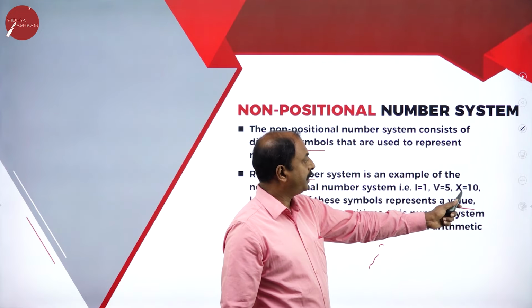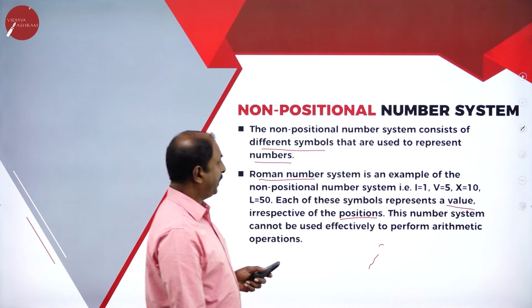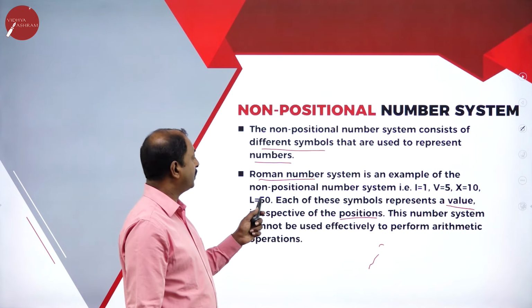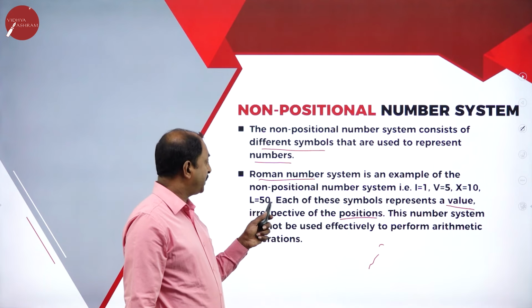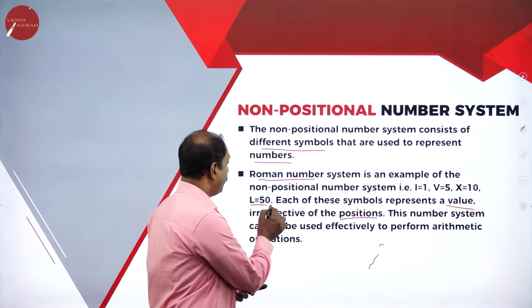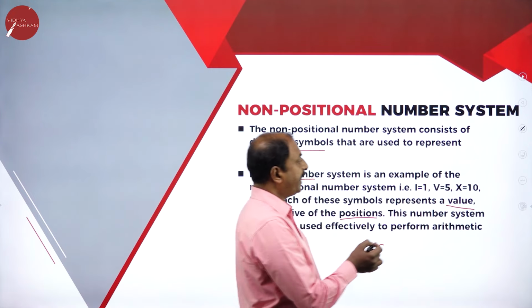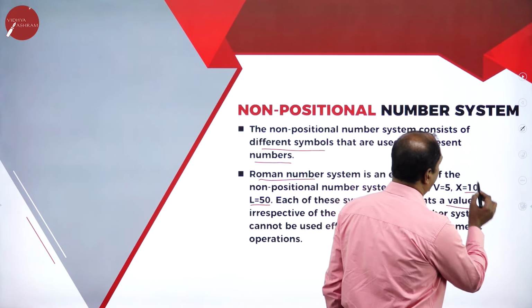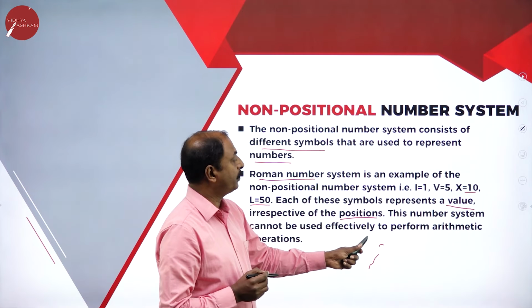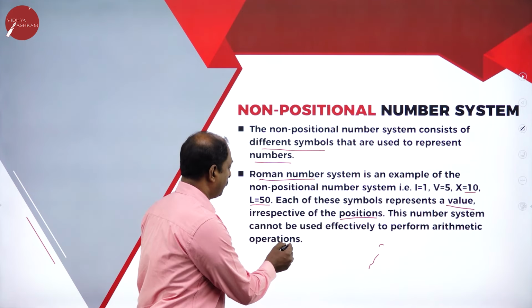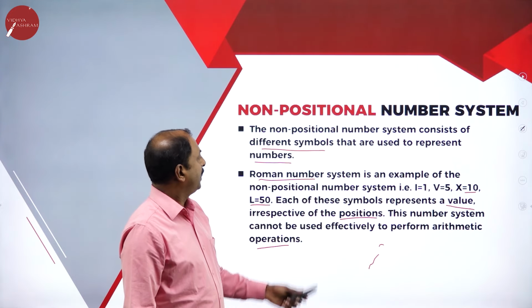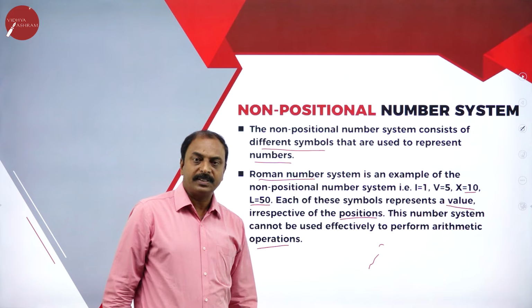For example, here X equals 10. Similarly, L equals 50. Here also there are two digits, 5 and 0. But here L stands for 50, that is one number, and X stands for 10, it is one number. So this number system cannot be used effectively to perform arithmetic operations. This is the non-positional number system. Here the example is the Roman number system.